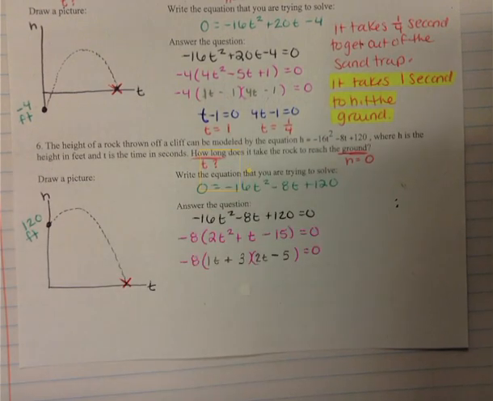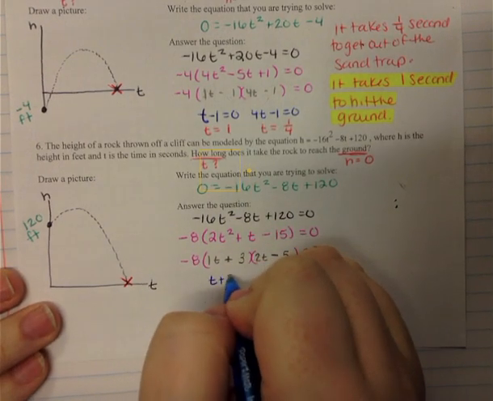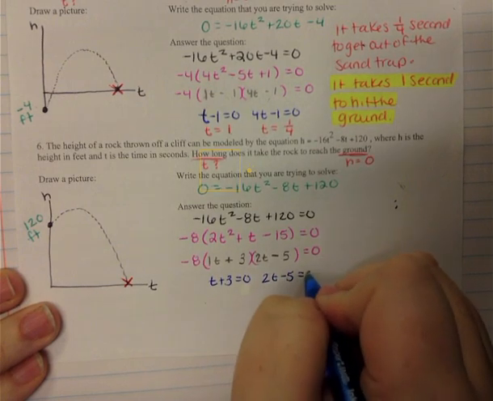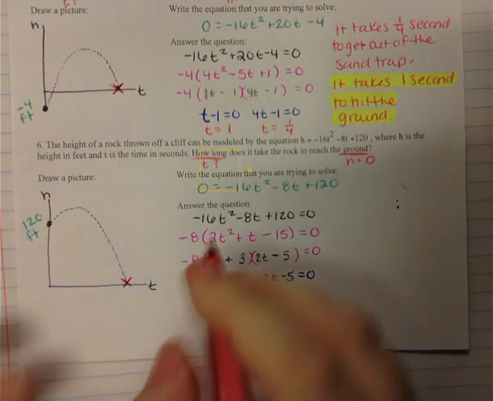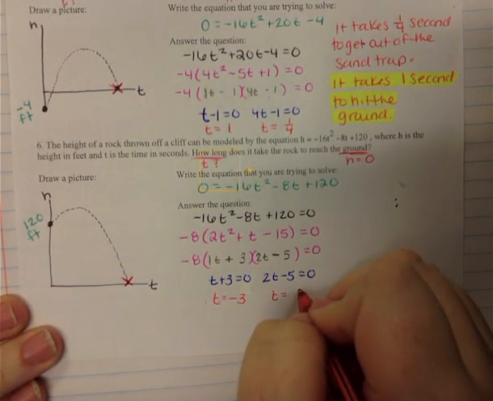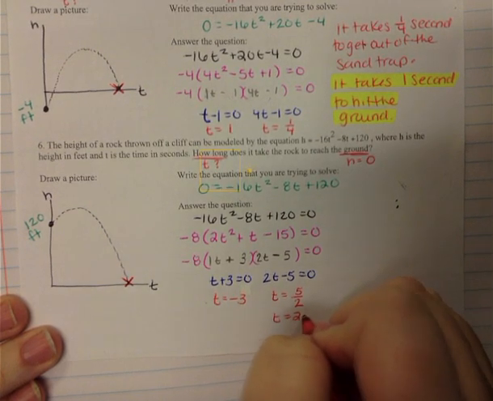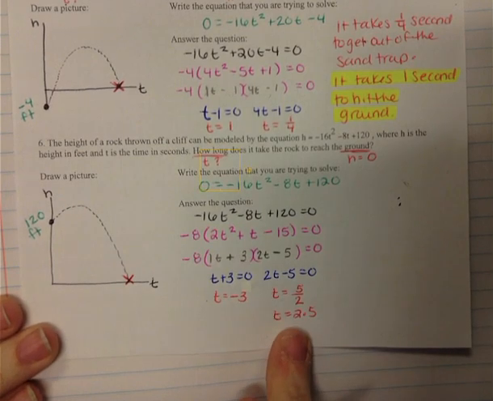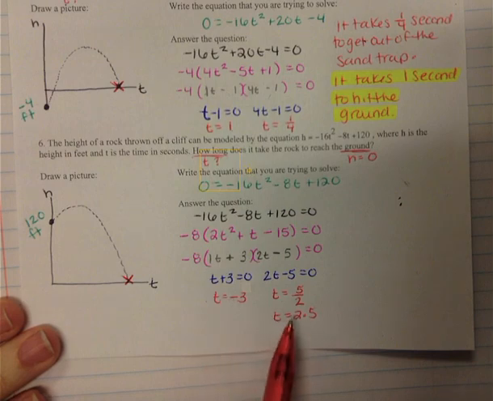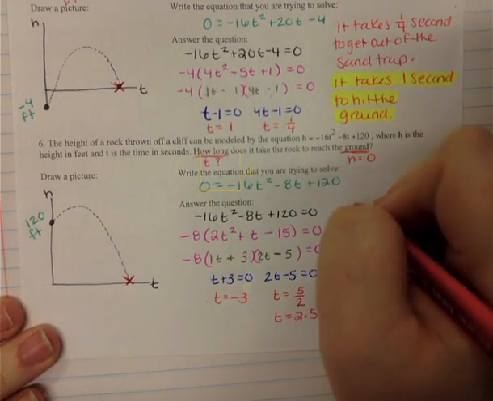So then I take the factors. I have 1t plus 3 has to be equal to 0, and then 2t minus 5 has to be equal to 0. My two solutions are t equals -3, and then t equals positive 5 over 2, which is equal to 2.5. So if we're talking about time, let's convert it to a decimal. So it takes, we know it can't be the -3, so it has to be the 2.5. So it takes 2.5 seconds for the rock to reach the ground.